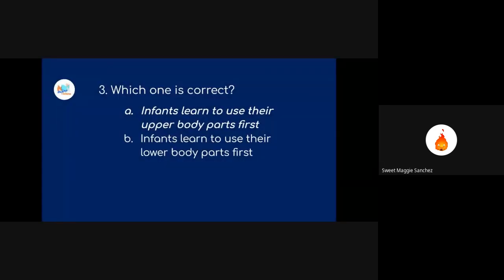Question 3. So the answer is, which one is correct? Infants learn to use their upper body parts first. So upper body parts, because these are the parts like the head, the neck, the chest, right? Those are the most responsive in a baby.